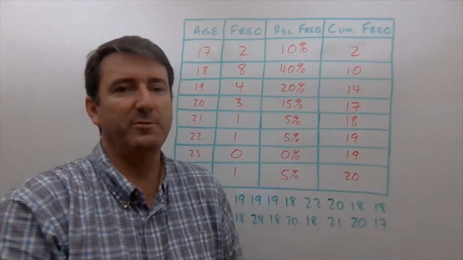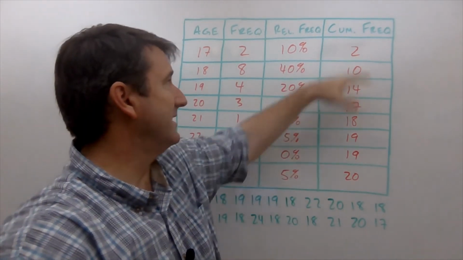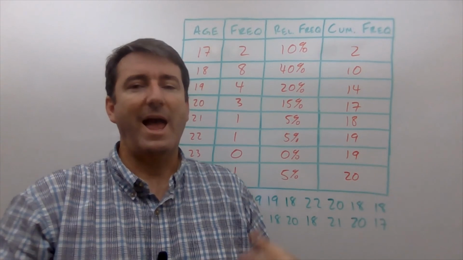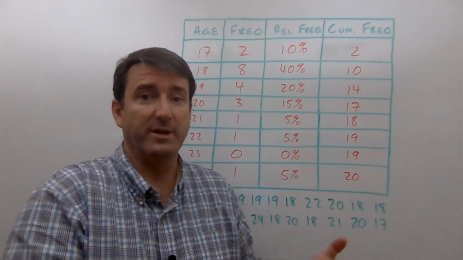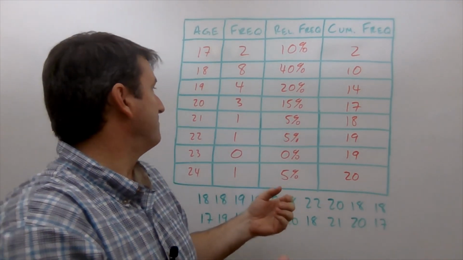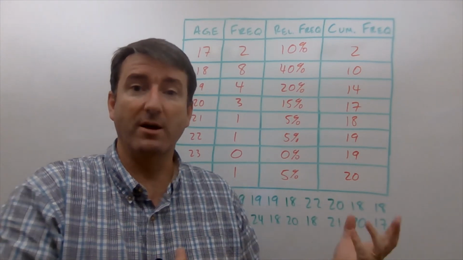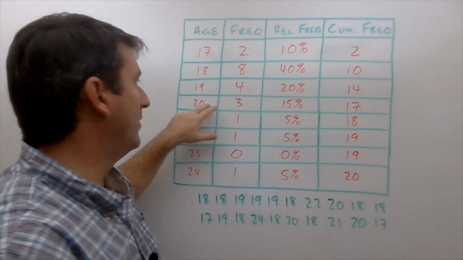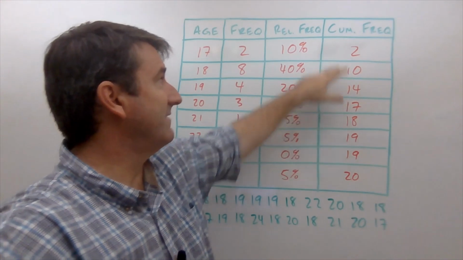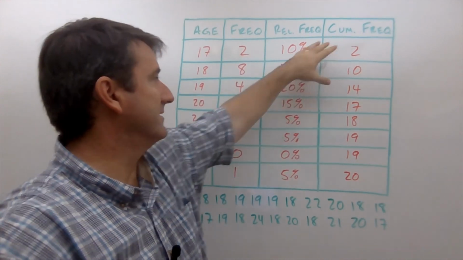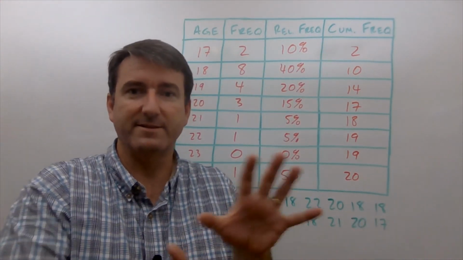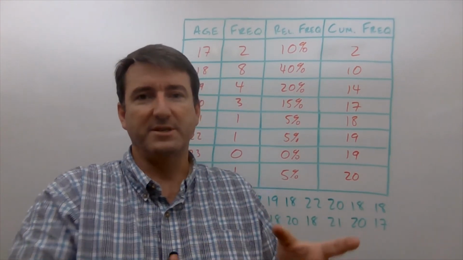And the reason that this cumulative frequency is helpful is if we want to know, for example, how many freshmen are 20 years old or younger, then we could just look to this 17 here and we can see that 17 are 17, 18, 19, or 20. So that's our cumulative frequency up to that point.